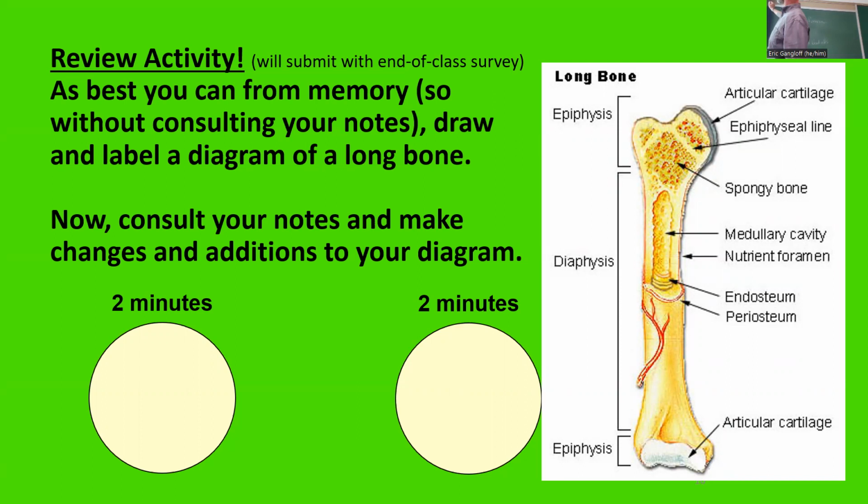Oh, interesting. I picked a diagram that doesn't have compact bone on it. You should have compact bone for sure. Spongy bone in the middle. You have your periosteum on the outside, endosteum on the inside, and your marrow in that medullary cavity in the middle. Of course, there's other things you can add as well, but that's kind of the larger takeaway structures there.